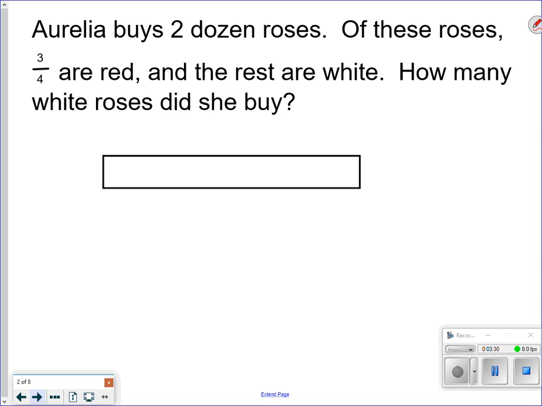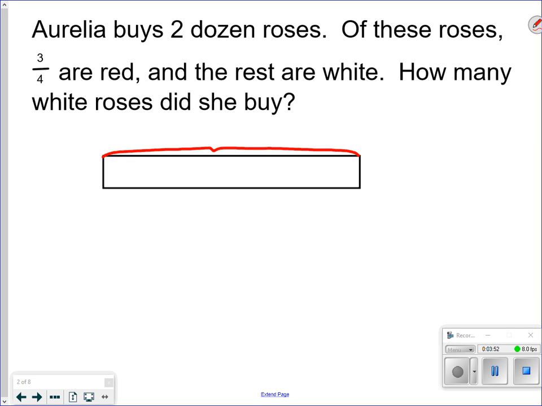Aurelia buys 24 roses. Of these roses, 3/4 are red, and the rest are white. How many white roses did she buy? What number is going up here?